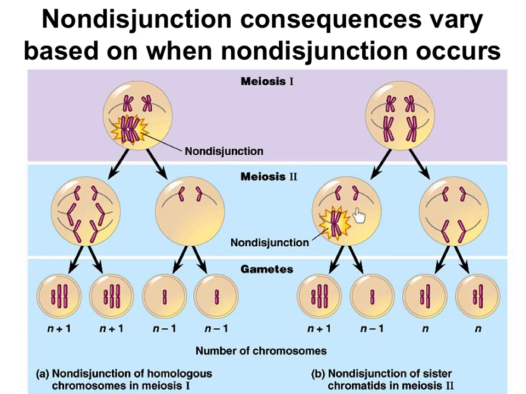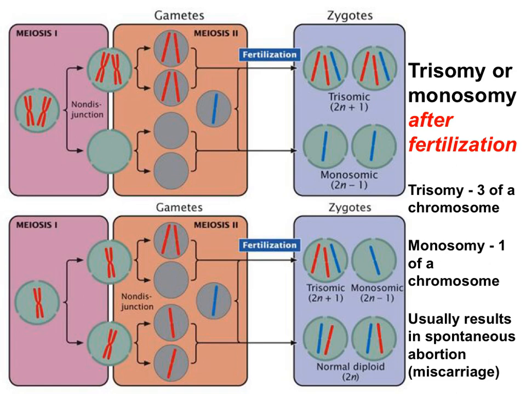On the right, you see non-disjunction happen in anaphase 2. Anaphase 1 happens normally, but these two sister chromatids don't separate in anaphase 2. You can see that when non-disjunction happens in anaphase 2, half of the gametes end up normal. One of the 4 gametes has an extra chromosome, and one of the 4 gametes is missing one of the chromosomes. Having defective gametes isn't necessarily a problem unless the defective gamete is involved in fertilization to make a zygote. If the defective gamete makes a zygote, then all of the cells of the zygote will be affected.